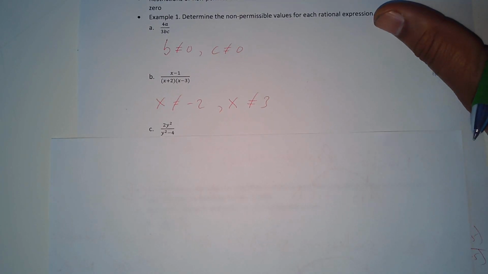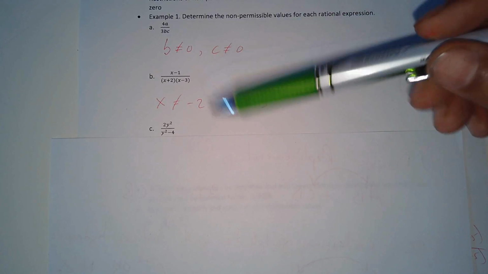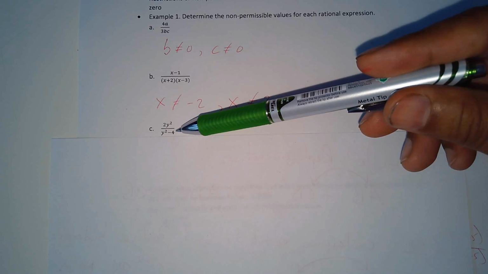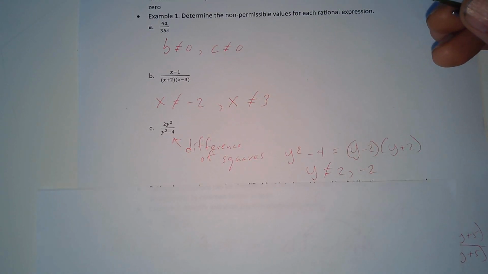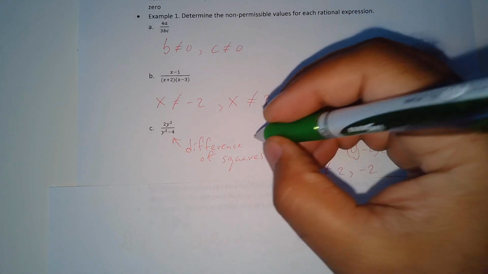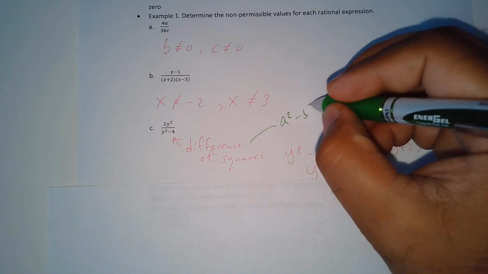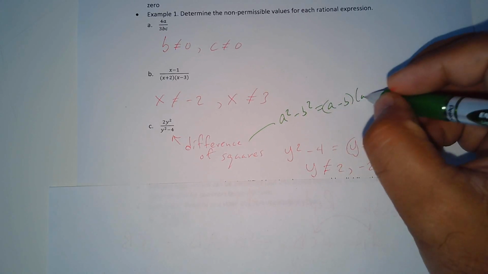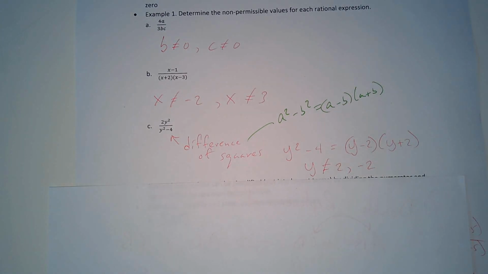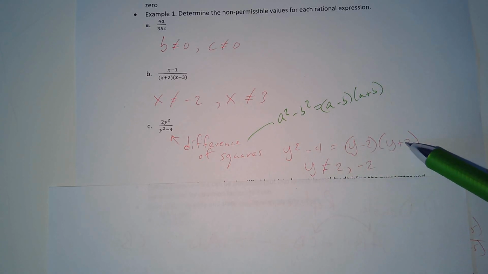Now for this one, it's not obvious what it is going to be. So when we are in this type of situation, what we want to do is factor. And if you identify what that is, that's a difference of squares. So remember, a difference of squares, that's where you've got a squared minus b squared. That's always equal to a minus b, a plus b. Okay, so that's your difference of squares. So y squared minus 4 is going to be y minus 2, y plus 2.